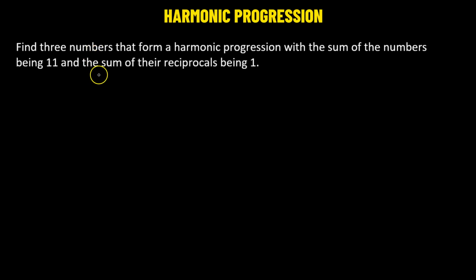So here in this problem, we need to find the value of three numbers such that these three numbers are forming a harmonic progression, along with some conditions that the sum of the numbers is 11 and the sum of their reciprocals is 1. So let us begin.